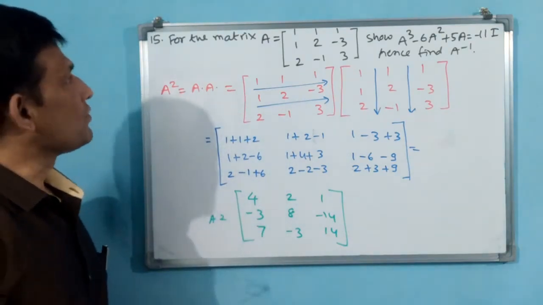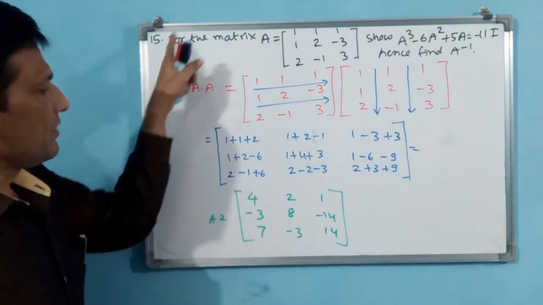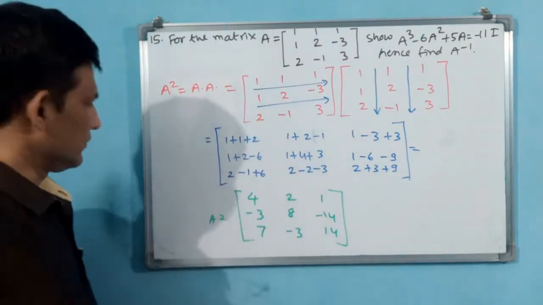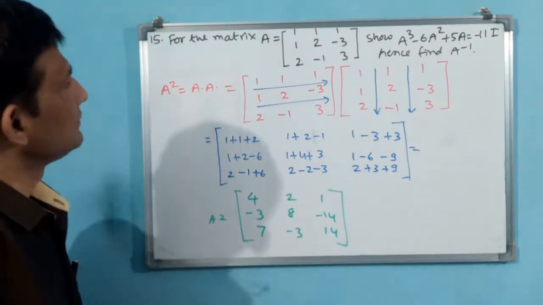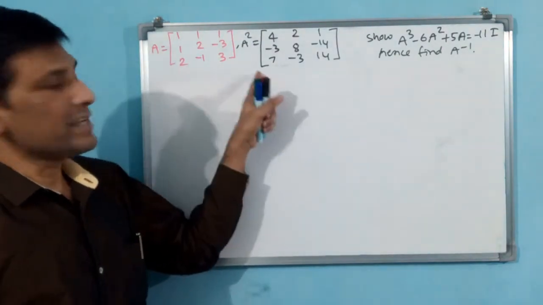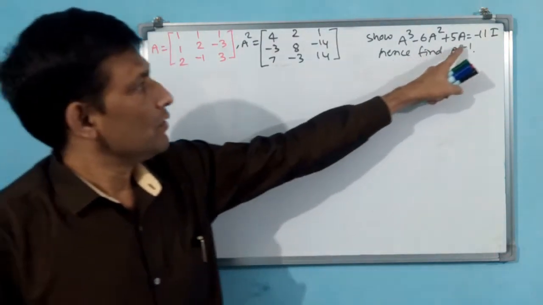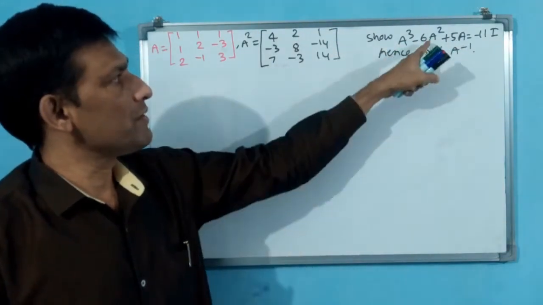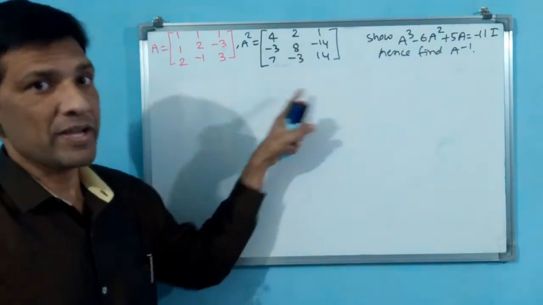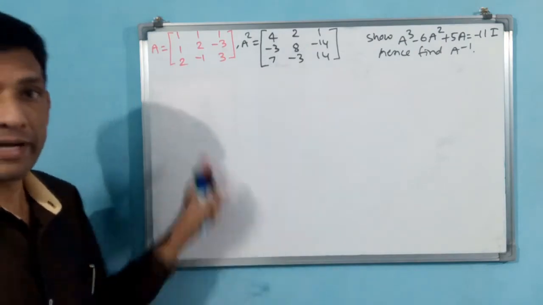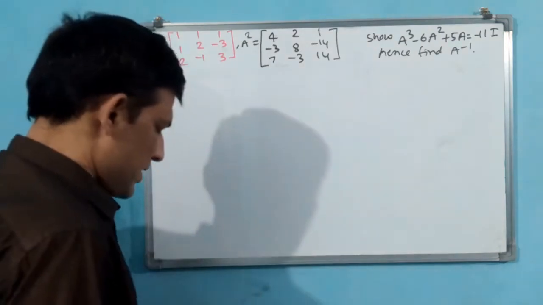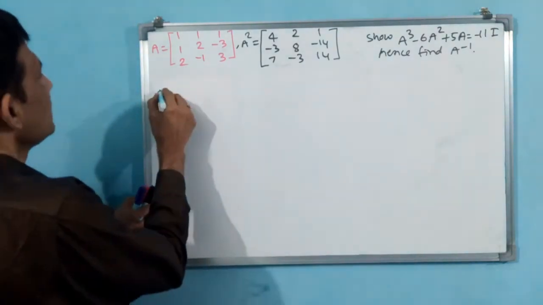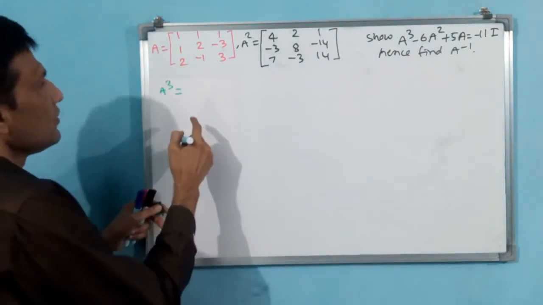Now I am going to write A square and A cube here. I have written A and A square. 5 into A we can find, 6 into A square also we can find, but A cube we have to find, A square into A again. Let us find A cube, which is equal to A square into A.